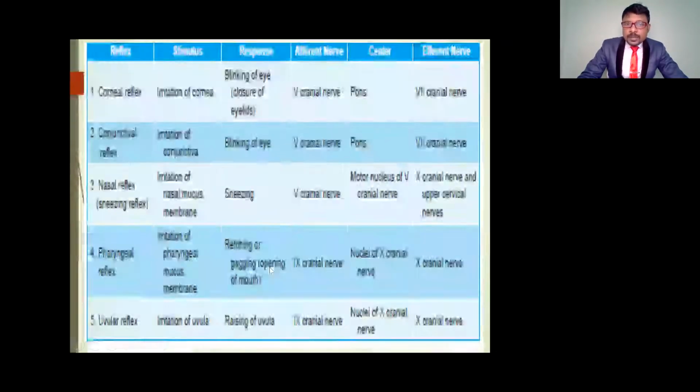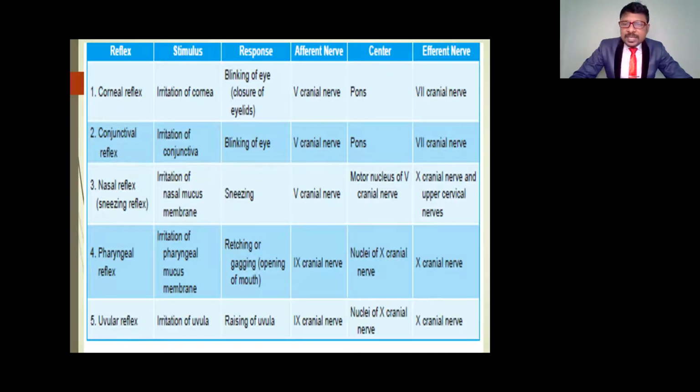Here we can see many different types of reflexes. These are the corneal reflex, conjunctival reflex, nasal reflex, pharyngeal reflex, and uvular reflex. These are all cranial reflexes, that means they are especially from the cranial nerves. If the nerves are functioning properly, then only we can get the response. Any defect in these cranial reflexes indicates cranial nerve involvement, that means improper working of the cranial nerves and also the brain structures.